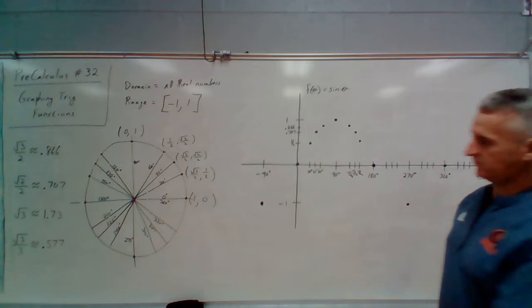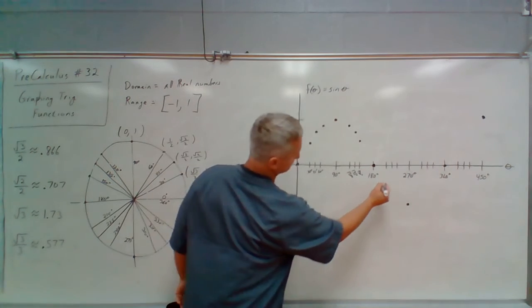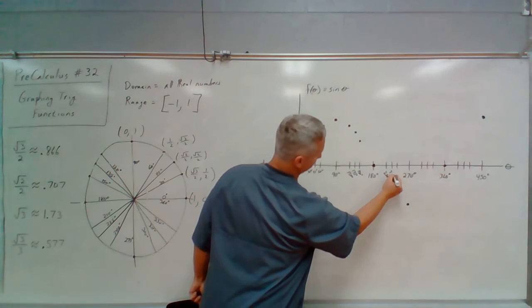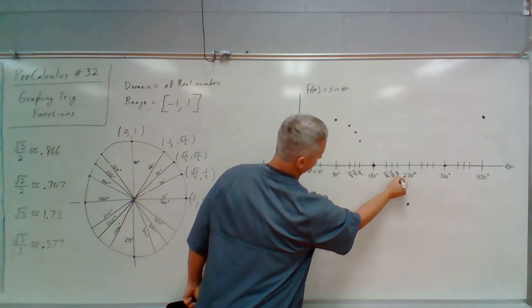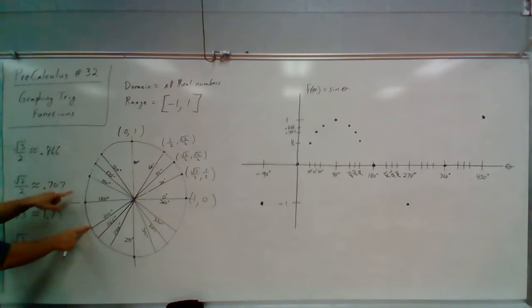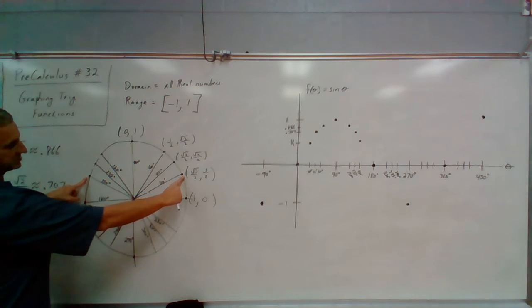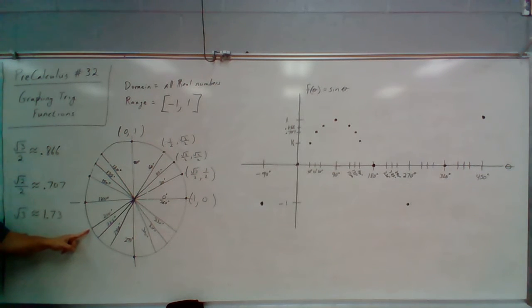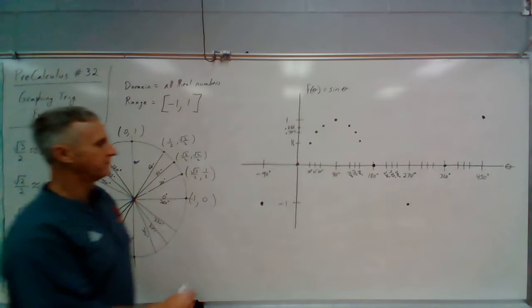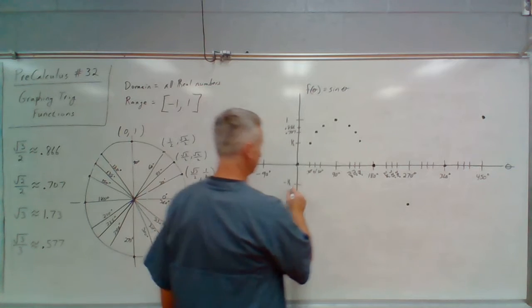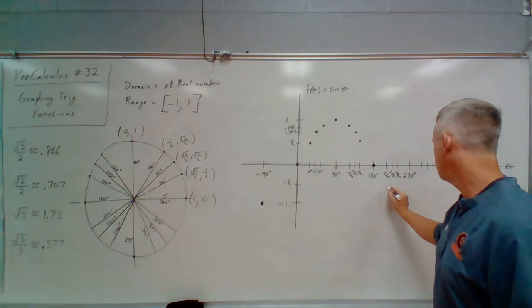All right, let's do these three in the third quadrant. So 210, 225, and 240. So 210 degrees, the y value matches up with this one, which matches up with this one. So it's 1/2, but since it's in the third quadrant, it would be negative 1/2. There's negative 1/2. So that goes here.